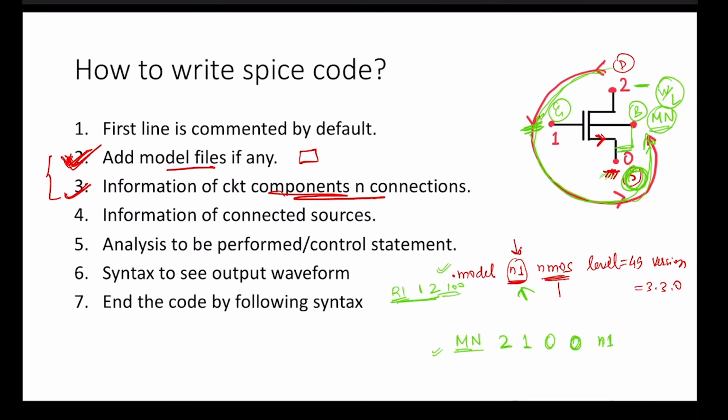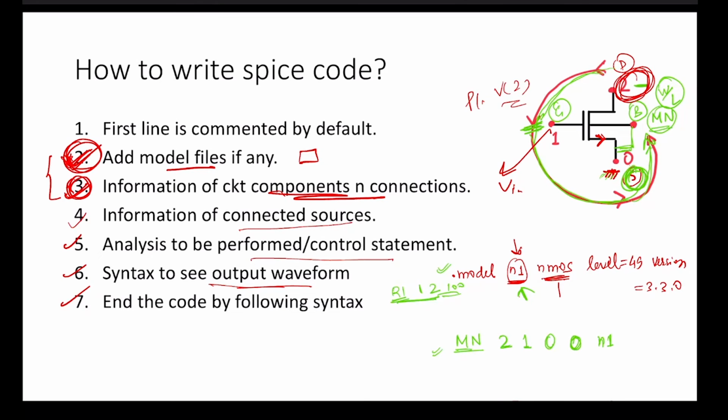This was a new step which we included here, and the other we included earlier, but the way of writing was different. Other steps are the same. We will write the connected source, whichever source is connected. Suppose input is connected here, we will give that information. After that, we'll perform the control task. Then to see the waveform, suppose I want to see the output waveform here, so I will write plot v2. And then .endc and .end.